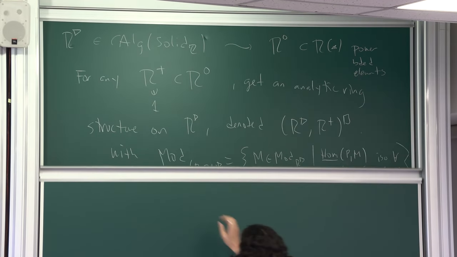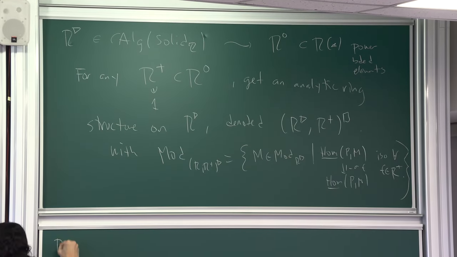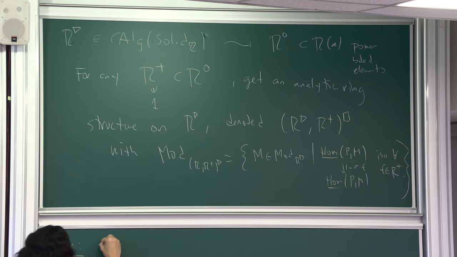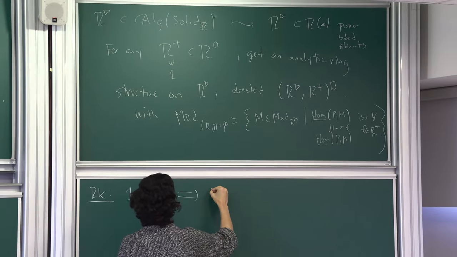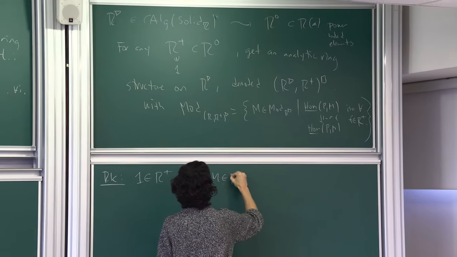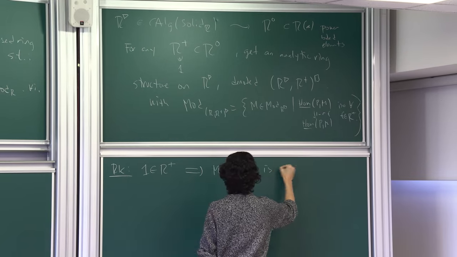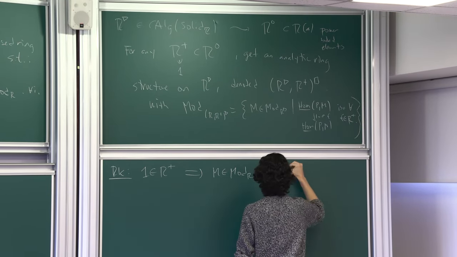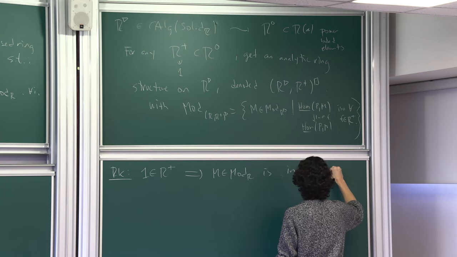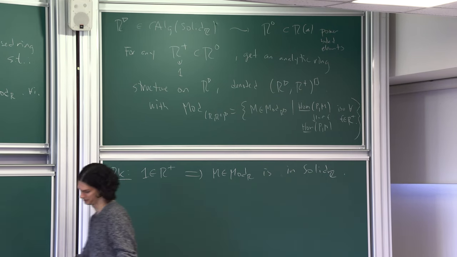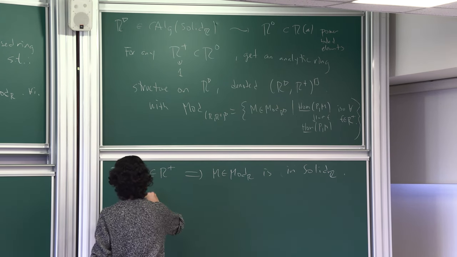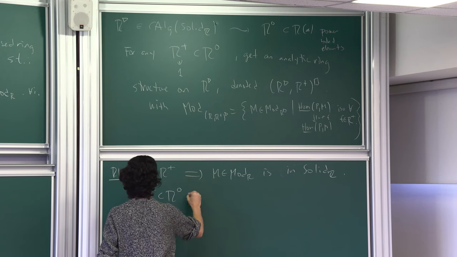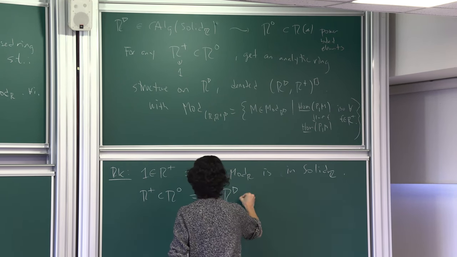And let me make a remark. So the condition that 1 is in R plus ensures that every M in mod R is actually solid, is in solid Z. That was actually, so if you plug in F equals 1, that was our definition of solid Z. This condition that R plus is contained in R 0, that's what gives that the ring itself is complete, so to speak.